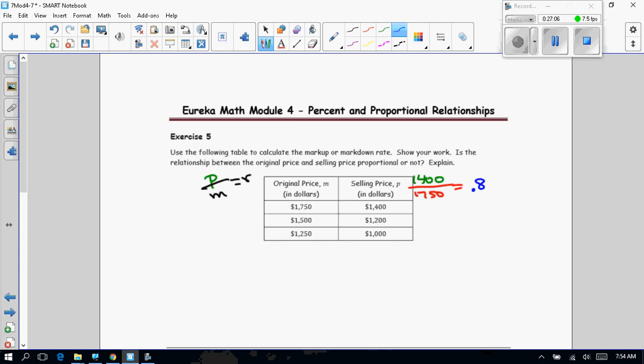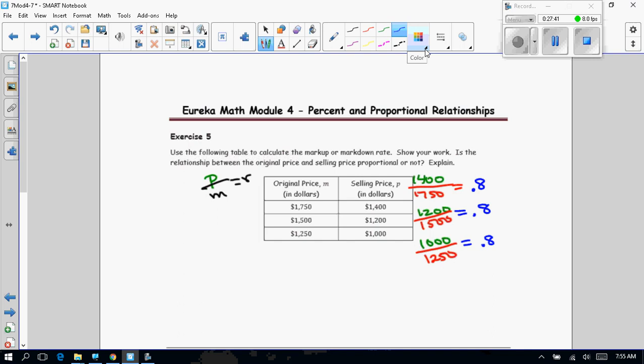Let's do the same thing again. Let's take our 1,200 and divide by 1,500. Grab your calculator. What do you get? 0.8. Yep. All right, let's try one more. Let's take 1,000 and divide that by 1,250. And what is my markup rate? 0.8. So, is this proportional? Yes.